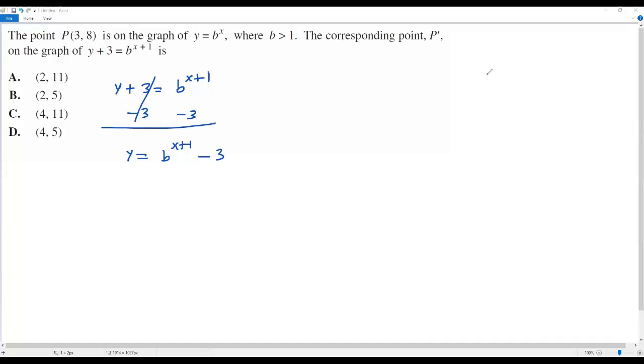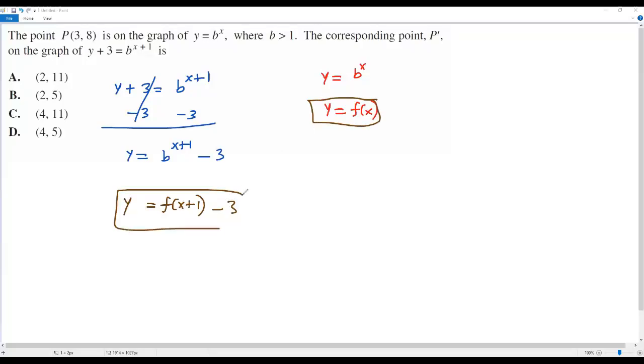Okay, so if I consider the basic function, that is y equals b to the x power, as y equals f of x, then what do we get for this one in terms of f? It's very simple. If I have b to the x power, we write f of x. But here, instead of b to the x power, we have b to the power x + 1. So we have to write f of x + 1, and we write this -3 as it is. So this is a basic function, this is a transformed function.